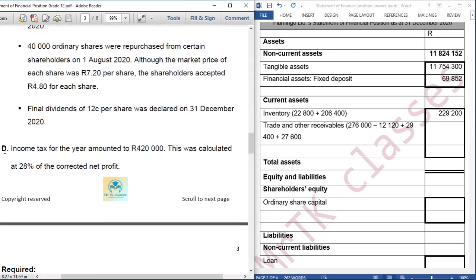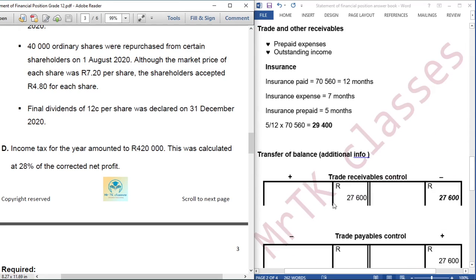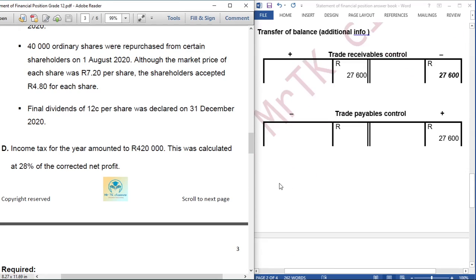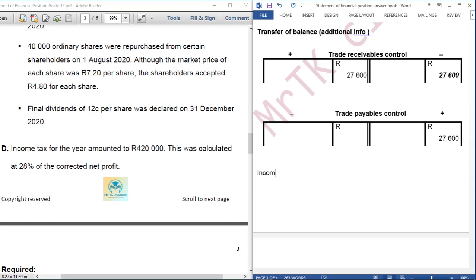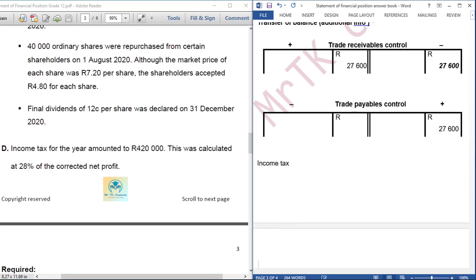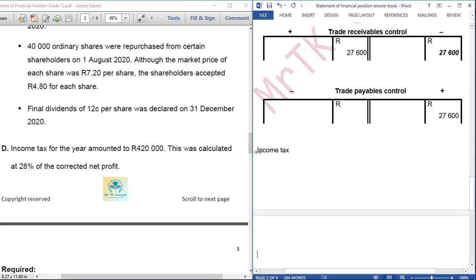All right, this is another one that we should look at before we move on. Income tax for the year amounted to 420,000. This was calculated at 28% of the corrected net profit. Okay. We are going to come here and say income tax.